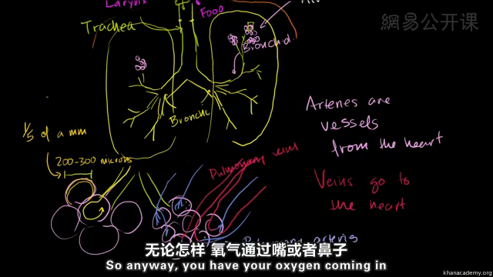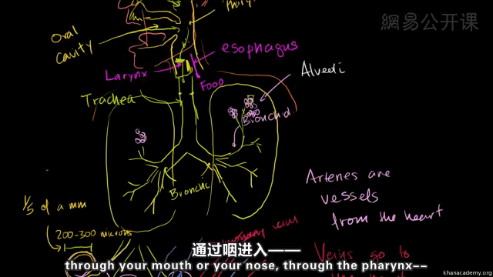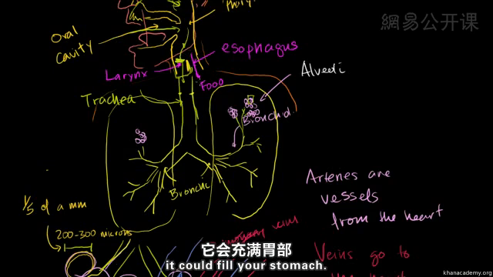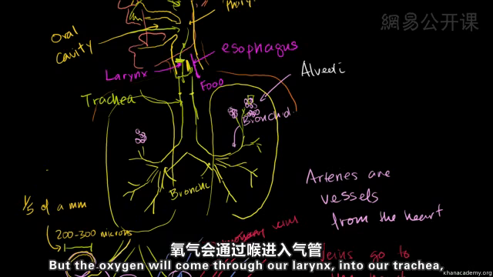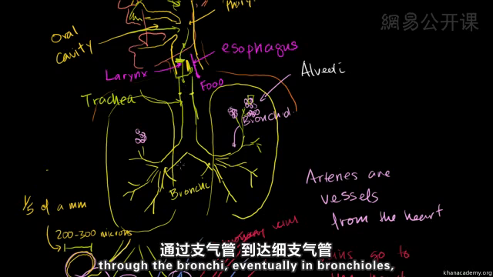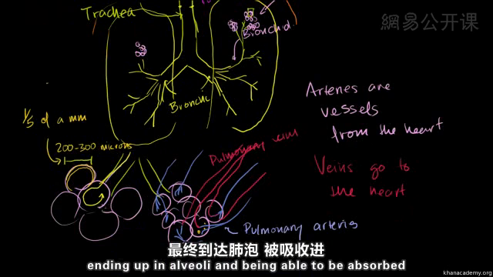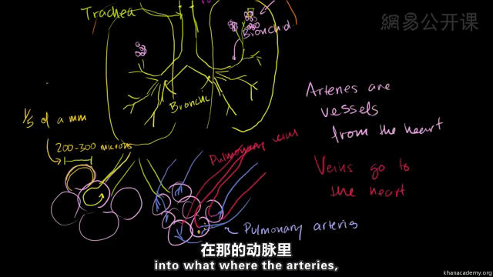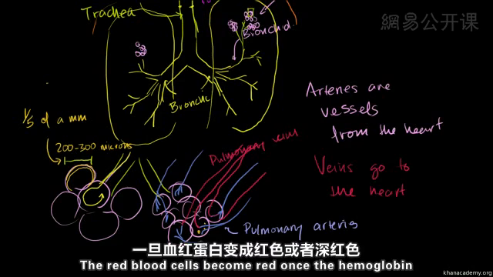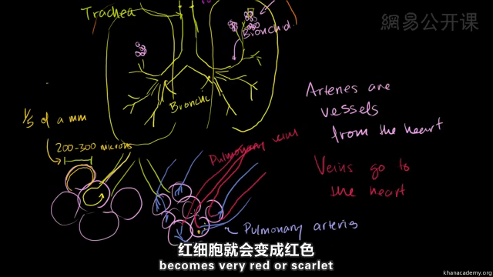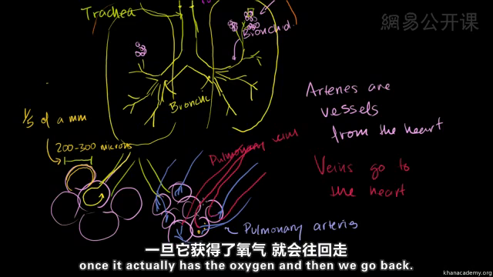So anyway, you have your oxygen coming in through your, let me go back to this guy I drew, through your mouth, through your nose, through the pharynx. It could fill your stomach. We can blow up our stomach like a balloon, but that doesn't help us actually get oxygen into our bloodstream. But the oxygen will come through our larynx, into our trachea, through the bronchi, eventually into bronchioles, ending up in alveoli and being absorbed into what were the arteries, and then essentially oxygenate the blood. The hemoglobin becomes very red or scarlet once it actually has the oxygen. And then we go back.